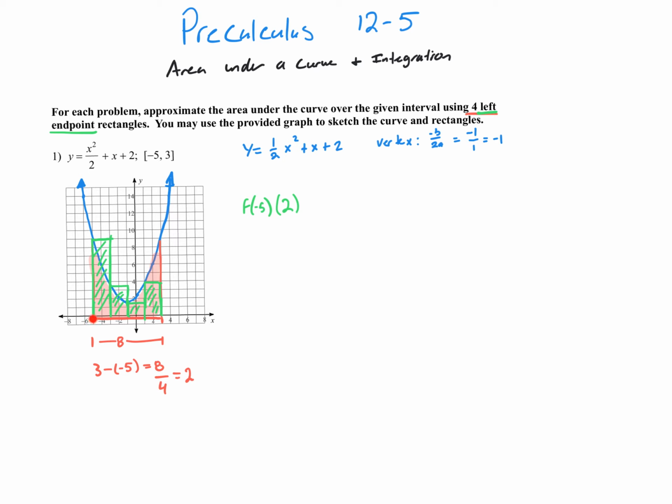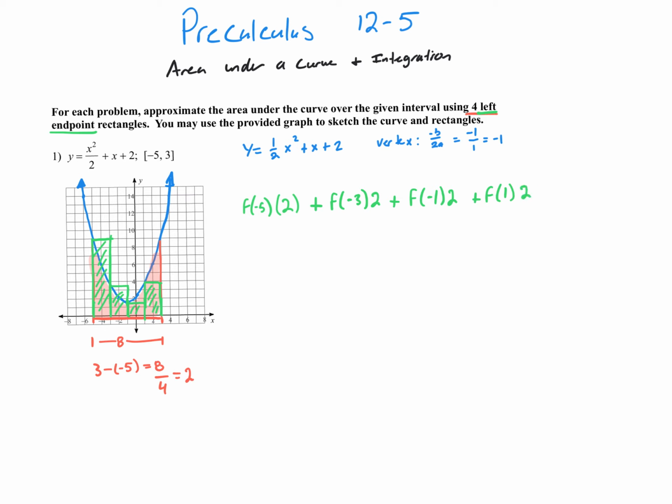F of -5 is going to give me this height right here at -5. So -5 times the width is going to give me the area of this first one. Then I'm going to add to that the area of the next one. F of -3 times the width, 2. Plus f of -1 times the width, 2. Plus f of 1 times the width, 2.